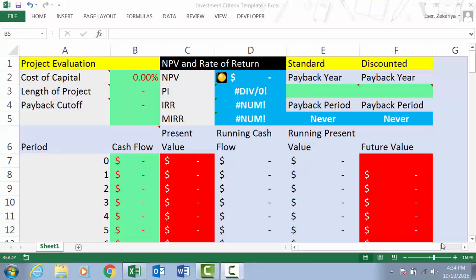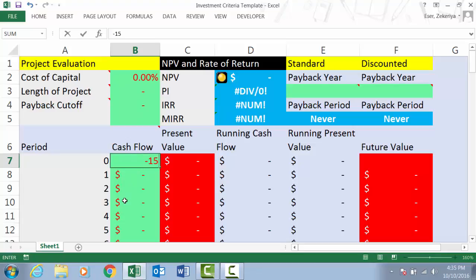In this short video, I will talk about how to use this template that I have created to make calculations for various investment criteria. The cells that have a green background are your inputs, and you definitely don't want to touch anything else. Now, let's enter our cash flows.